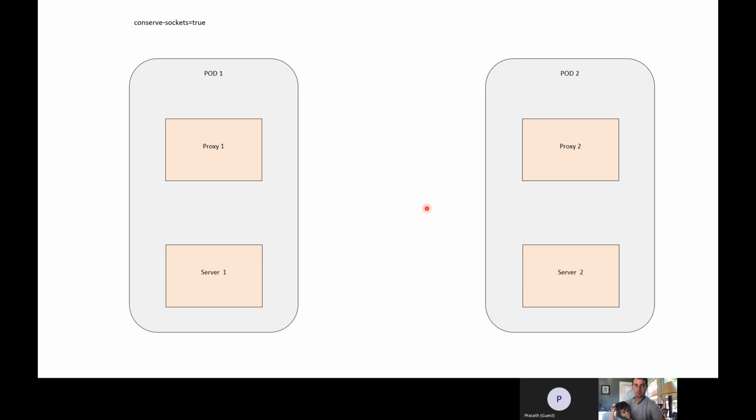What would a deployment look like? Now this is the most simplified case that I can show, but this should be completely enough to understand the problem that's happening. So we have two Geode servers, each one deployed in its own Kubernetes pod. And each of these pods has a proxy sidecar injected. So this would be an Envoy proxy injected here by the Istio service mesh. This would be a deployment with the conserve sockets parameter set to true.